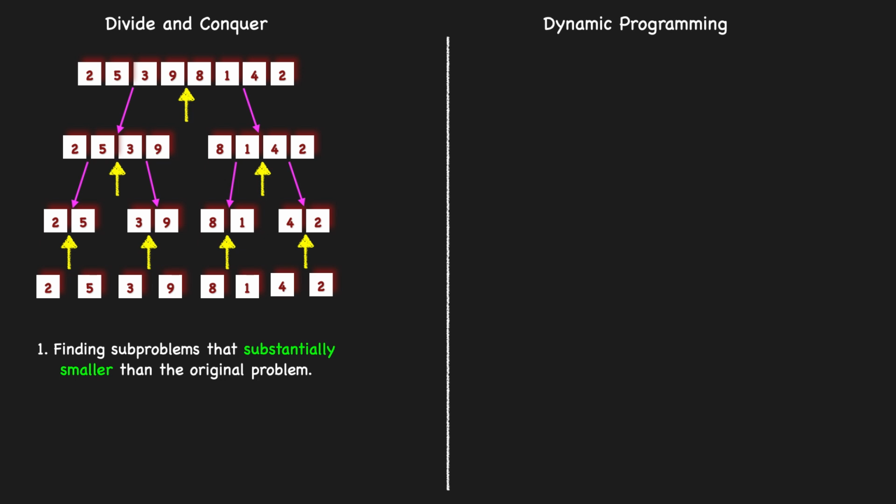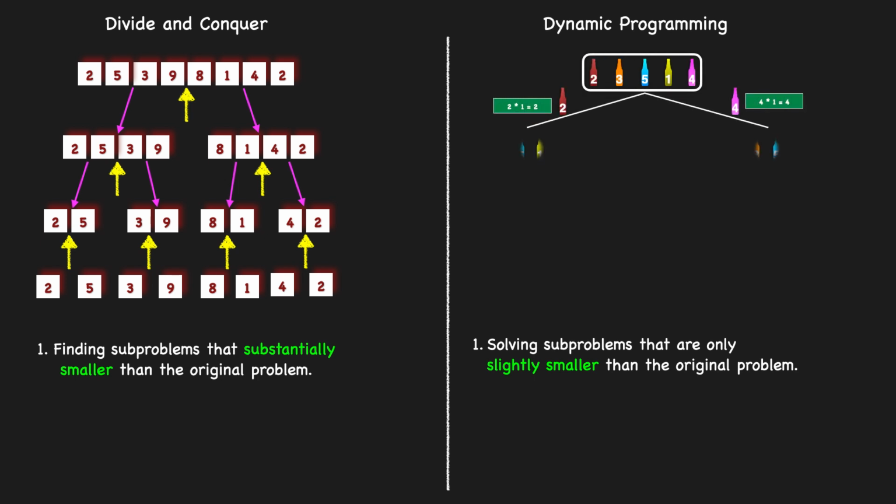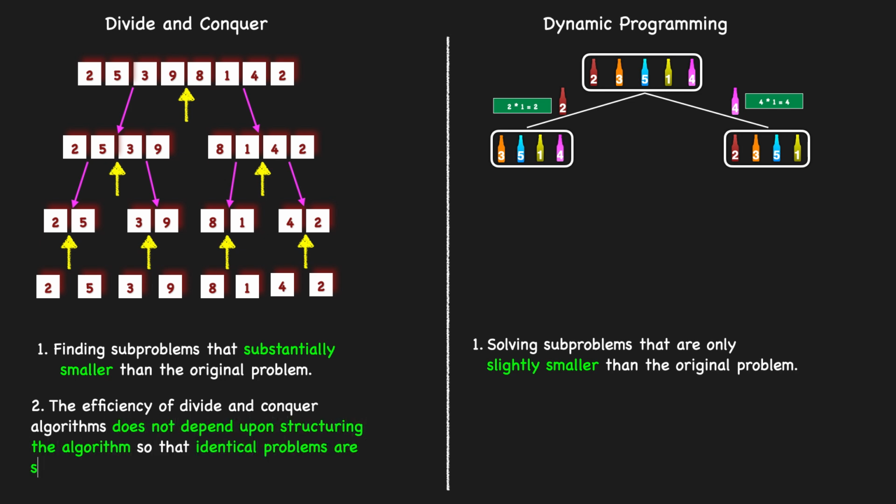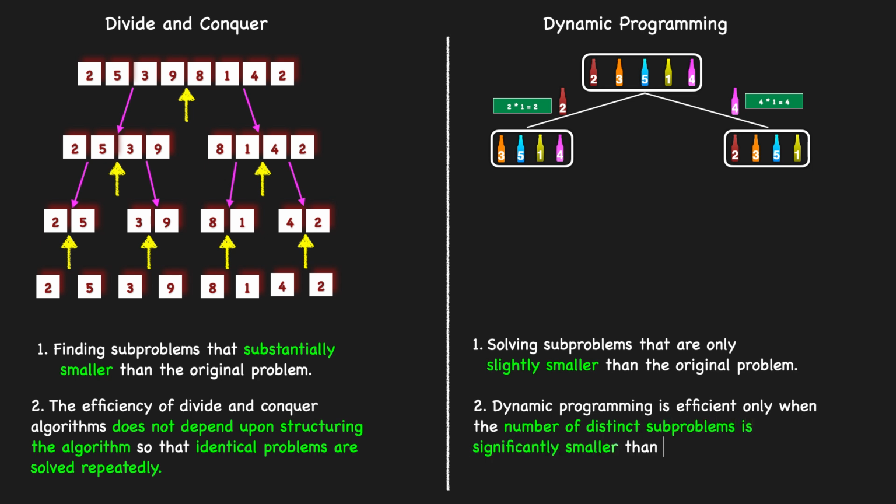In contrast, dynamic programming involves solving subproblems that are only slightly smaller than the original problem. For instance, let's go back to the wine bottles problem where we want to maximize the profit from selling wine bottles over time. Solving the problem for 4 bottles is not substantially smaller than solving it for 5 bottles. Another important distinction is that the efficiency of divide and conquer algorithms does not depend upon structuring the algorithm so that identical problems are solved repeatedly. On the other hand, dynamic programming is efficient only when the number of distinct subproblems is significantly smaller than the total number of subproblems.